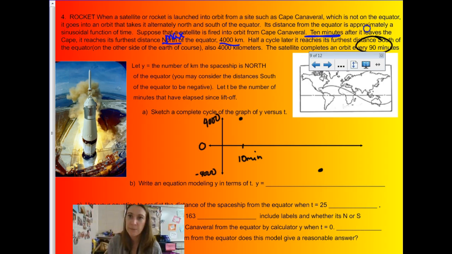All right, so right there is the period. Now, remember, this was just the half cycle, so this is like 45 minutes later. So if you want to label it, this is at 55 minutes. I don't know how important that is to you, other than using our calculator later.